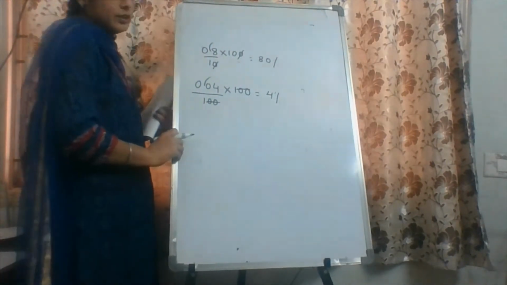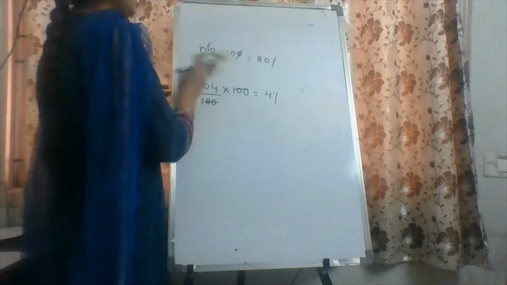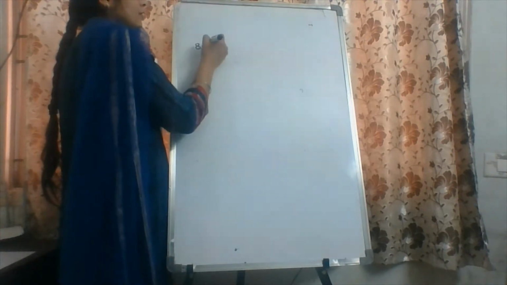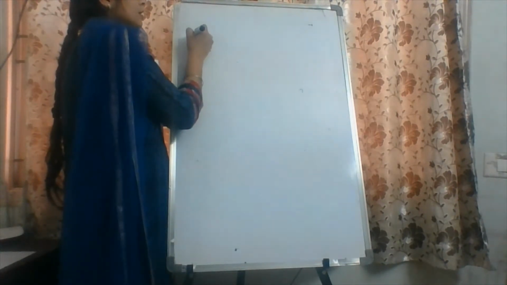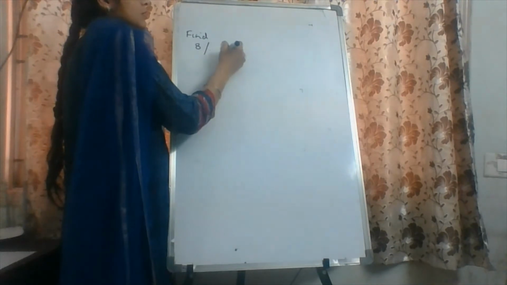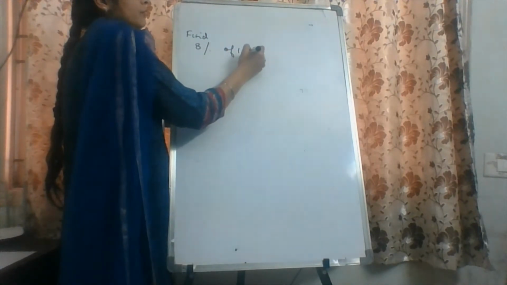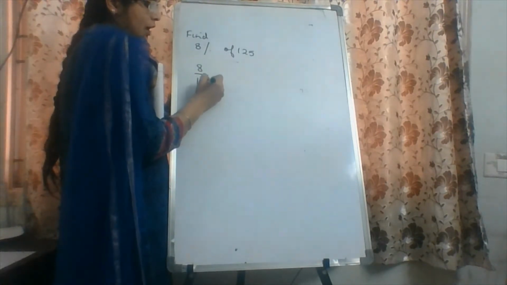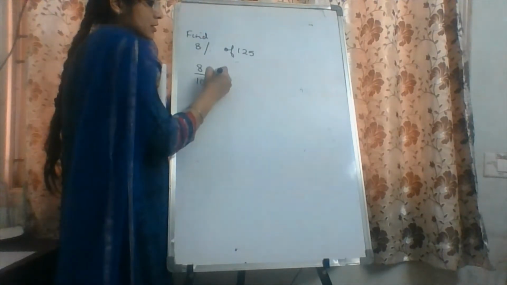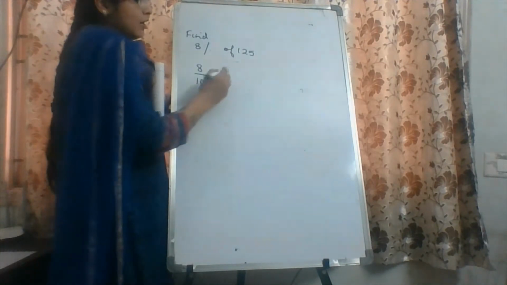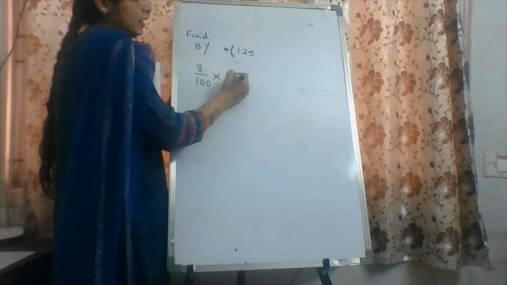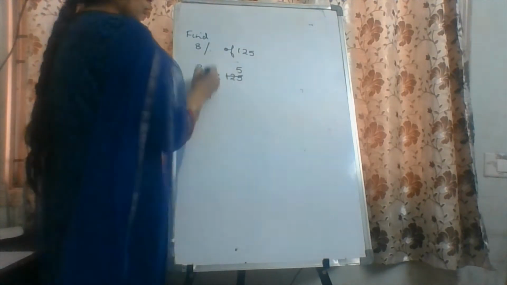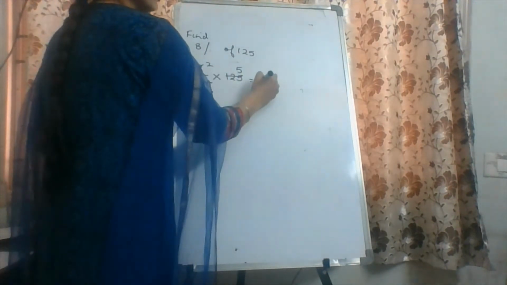Now another question, find 8% of 125. 8% can be expressed as 8 upon 100. Of changes to multiplication. 125 is already there. Now let us simplify. 25 fours are 100, 25 fives are 125, 4 twos are 8. This is equal to 10.